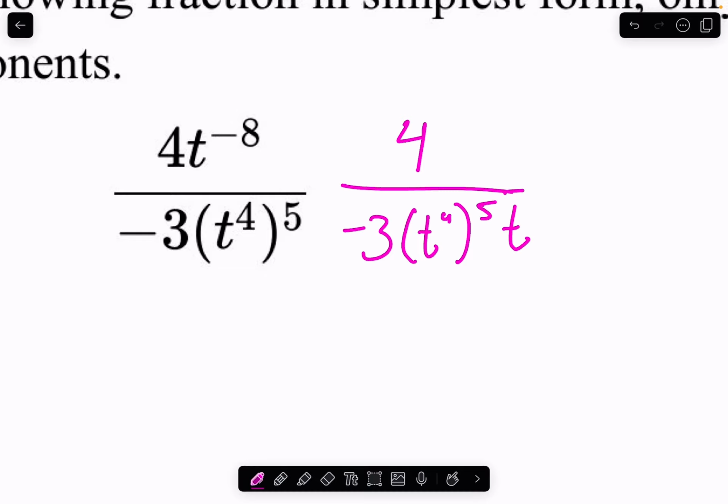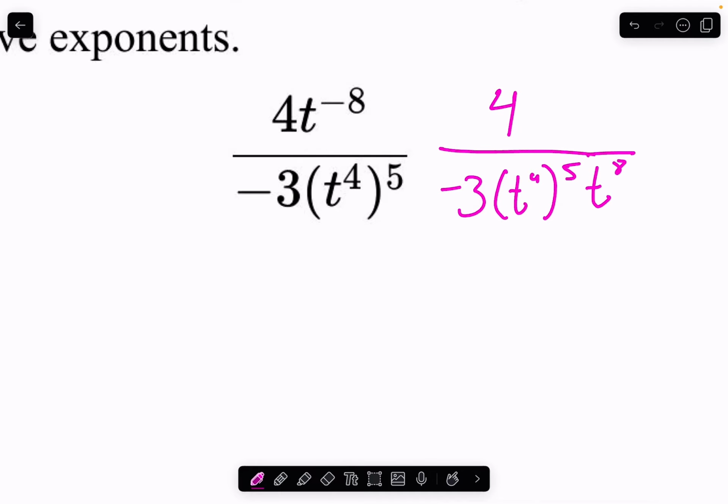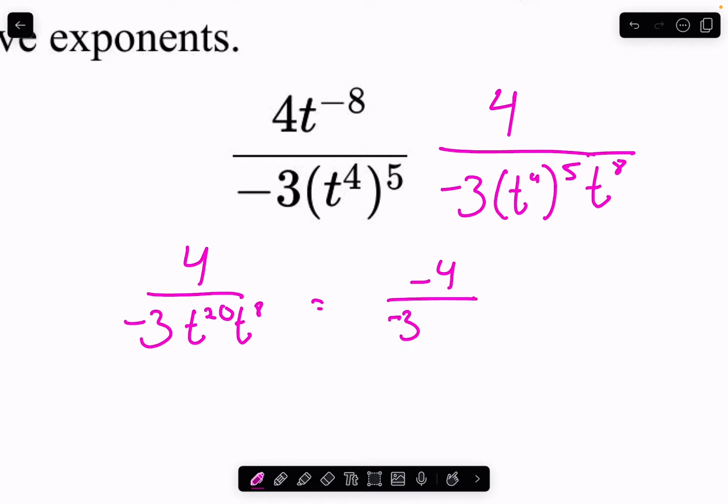And really what ends up happening is this t to the negative 8 just gets moved down. So now we can go ahead. T to the 4th raised to the 5th is going to become t to the 20th times t to the 8th. So then from there, we get t to the 20. Oh, what the heck? I just added in an extra negative for no reason there. My bad. So we get negative 4 over 3 times t to the power of 28. Now, you can't simplify negative 4/3, so it's going to stay like that.